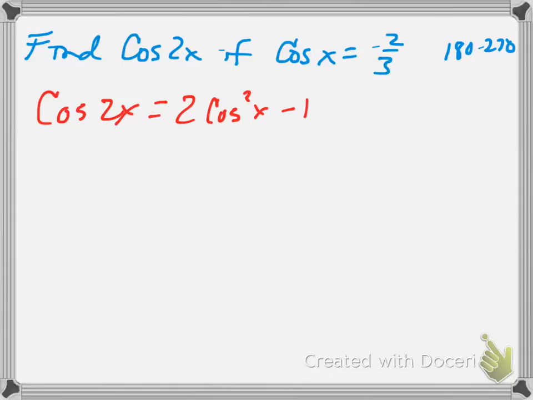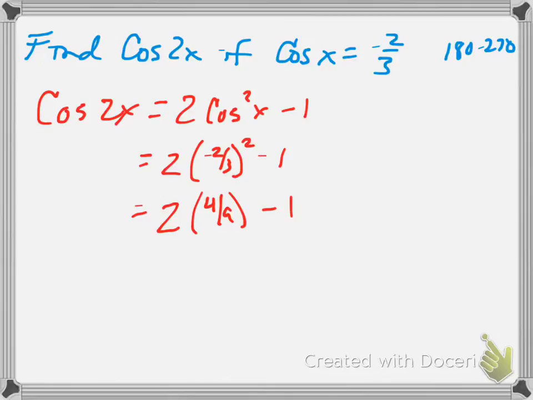So all we have to do is plug in the negative 2/3. So Bailey and Sierra are exactly right. We're going to plug in negative 2/3. And then we just have to do that correctly. Negative 2/3 squared is positive 4/9. You really don't need a calculator for that. Square the 2, square the 3. 2 times 4/9, you really don't need a calculator for that either. 8/9. And 8/9 minus 9/9 is negative 1/9.